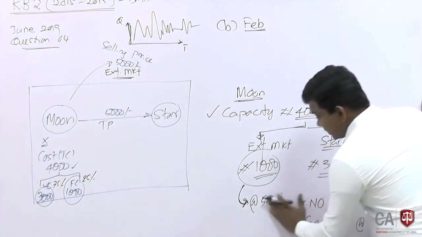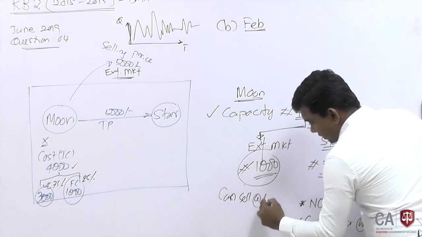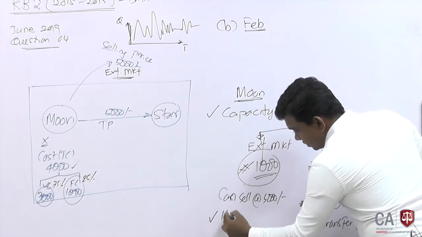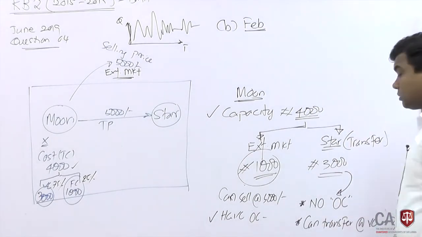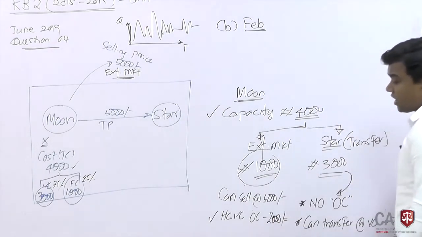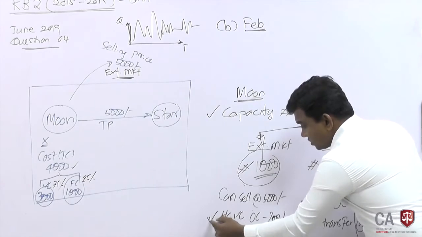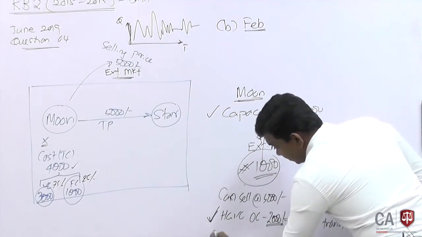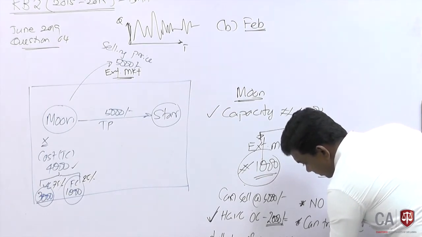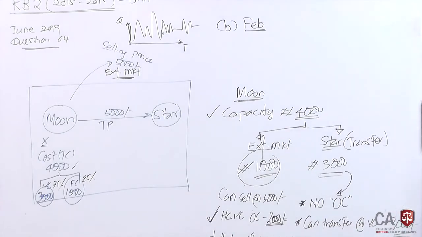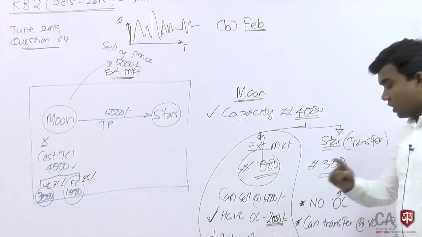Clear? Here you can sell at 5000 in the external market. Therefore, you have an opportunity cost of transfer. If you transfer, you will lose the 2000 margin. If you transfer this internally, you cannot earn the 2000 margin. Is that clear? Therefore, you have opportunity cost. If you transfer this, you shall transfer at variable cost plus opportunity cost, that is 3000 plus opportunity cost, that is 5000. Therefore, if you transfer this part internally without supplying to the external market, you have to charge 5000.